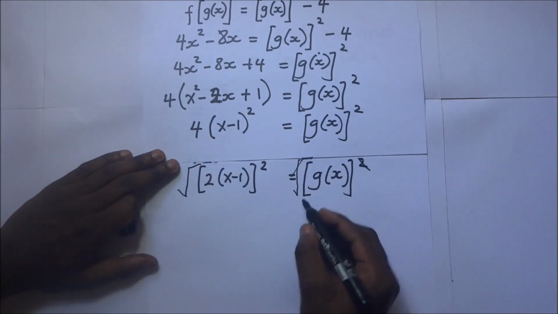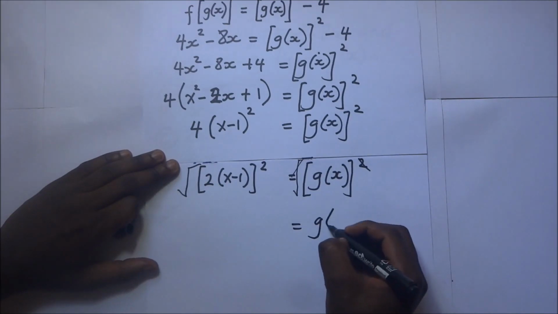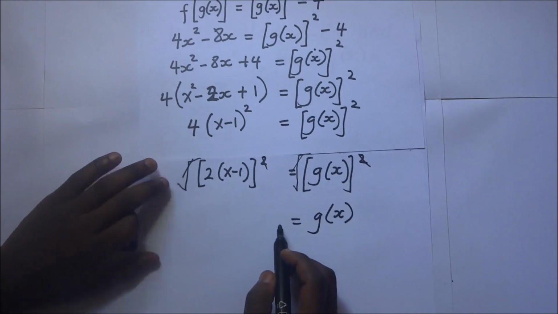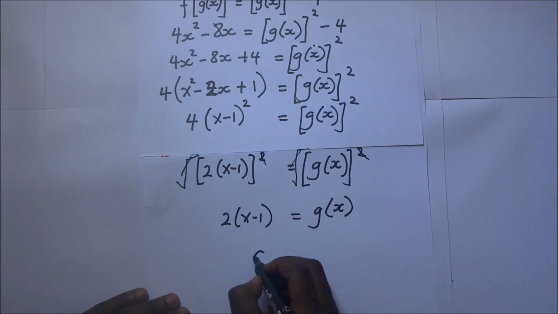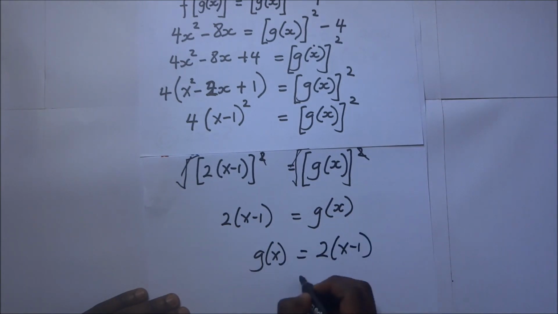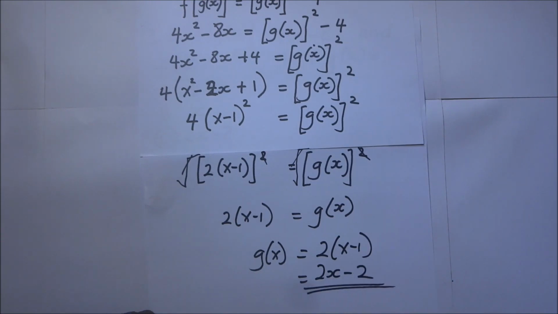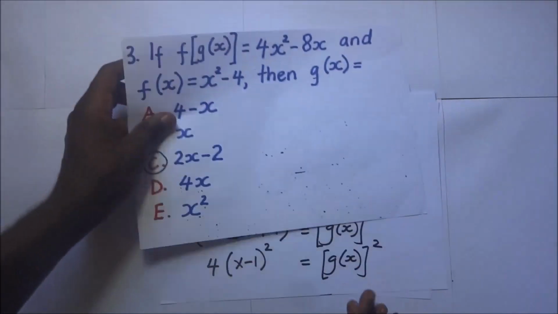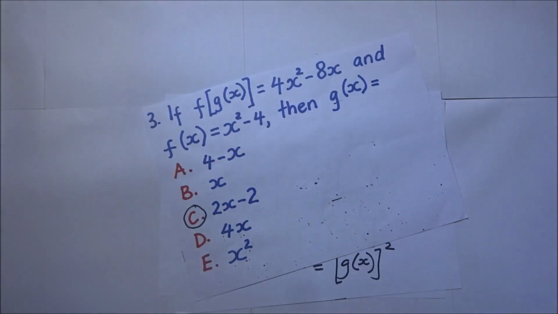This square root sign cancels with that. You remain with g of x, and of course the square root sign cancels with the square. We remain with 2 into x minus 1, and this means that g of x is equal to 2 into x minus 1, which is the same as 2x minus 2. And if you look into our answers, 2x minus 2 is C. That is the right answer. So that's the second way of looking at this.